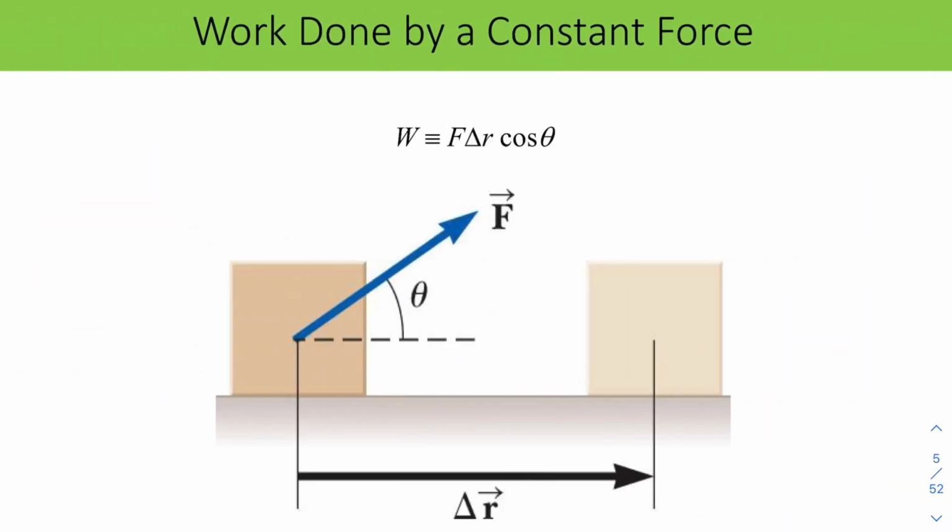Now how about if the F applied is in this direction? Again the same, work done is equivalent to F delta R cos theta. So this is the displacement of the object. From the initial point to the final point we have delta R, and the angle between them, if we can imagine the R is here.